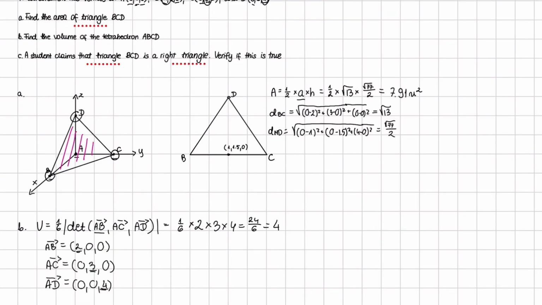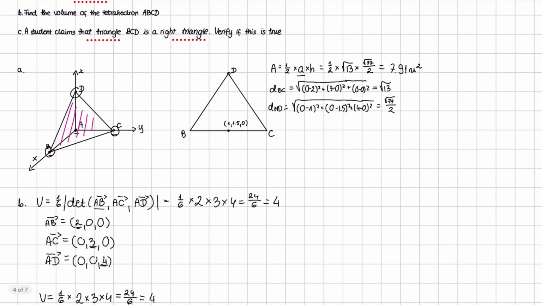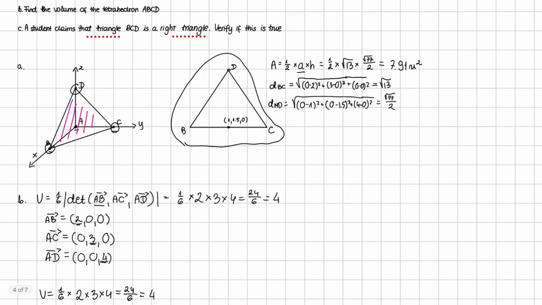C. A student claims that triangle BCD is a right triangle. Verify if this is true. So basically we are talking about this triangle from our point A. And we can see that this triangle is not right angled, but we have to verify if this is true. However, we know that it's not.